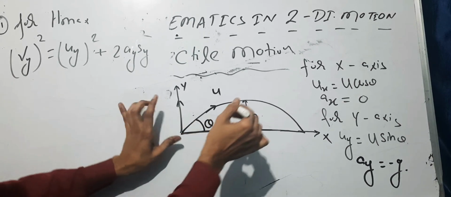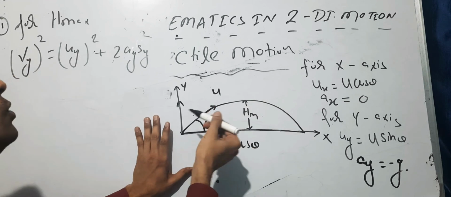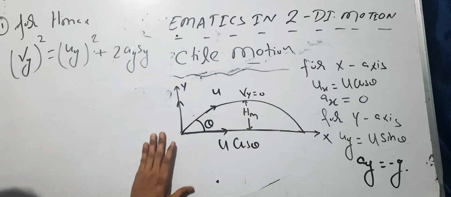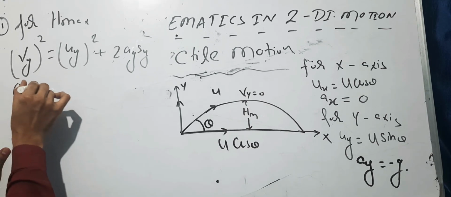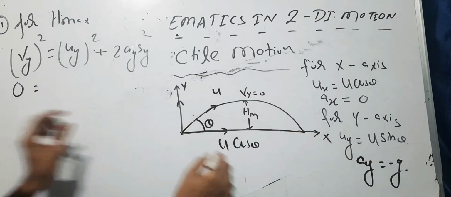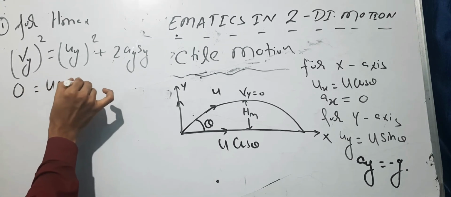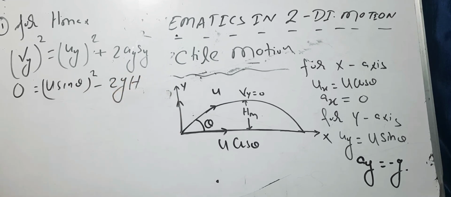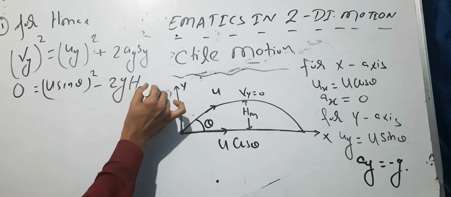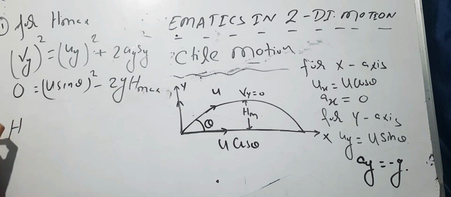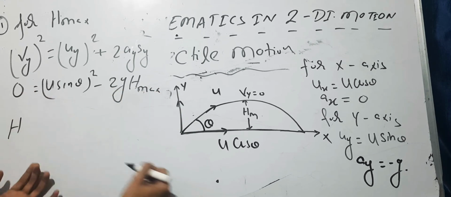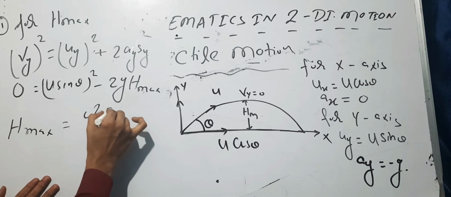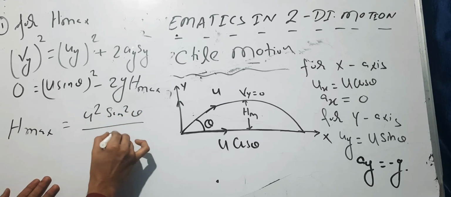As I told you, in one dimensional motion, at maximum height the particle has vy equal to 0. So this is 0, and uy I have already written as u sine theta. So you can put (u sine theta) whole square minus 2g into H max. After calculations, just equate LHS and RHS. H max is equal to u square sine square theta upon 2g.